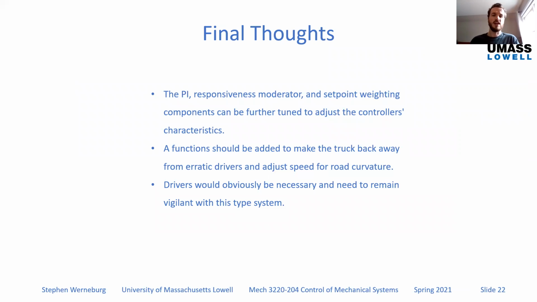And so from here, I have my controller, and the PI responsiveness moderator and set point weighting components could all be tuned to adjust how the controller acts. And then, like I said, I should add the function where it would back away from an erratic driver. Also I'd like to add a function that makes the truck slow down when it's approaching curves. And then obviously a driver would always be necessary to use this controller, and it's important for that driver to remain vigilant. So it's not like displacing the driver in this case.